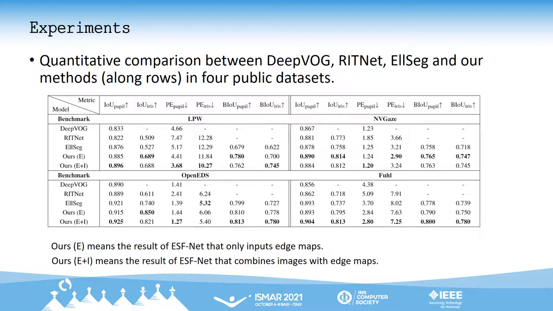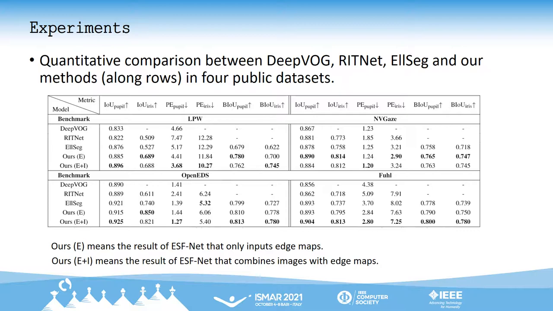Quantitative comparison results are shown in the table. On average, our method surpassed the second best method by 4% and 9% in pupil and iris ellipse fitting accuracy, respectively. Our E and our E and I achieve generally similar average results. This demonstrates the advantage of using our extracted high-quality edges in segmentation and ellipse fitting, even without using the original image as input.